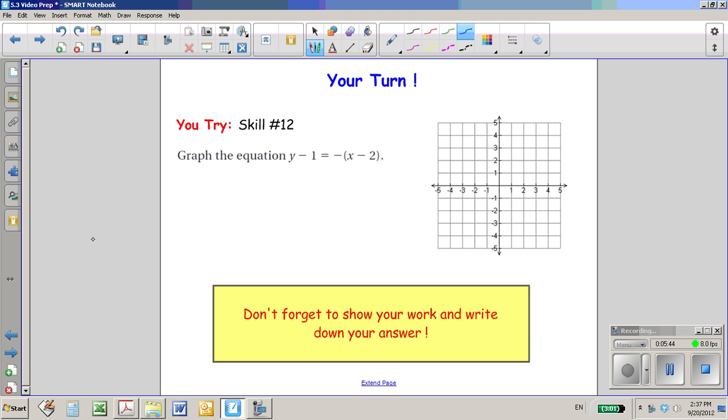So this is your example 12. Graph it on any piece of paper, and then you'll have to describe to me how to graph it when you enter your You Try answers. So pause the video and see if you can graph this one.